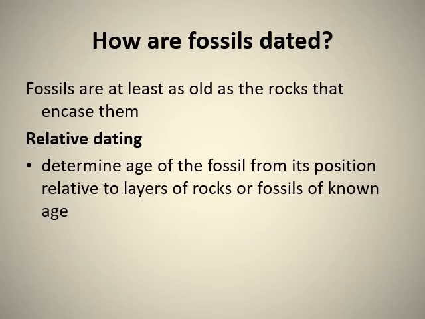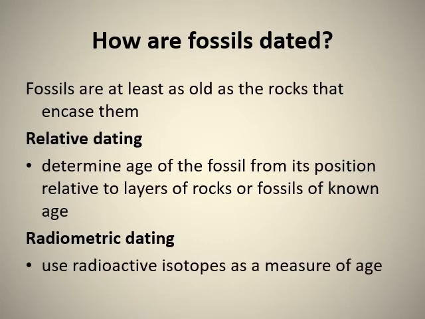So you can use something called relative dating, which is basically where you determine the age of the layers of rocks or fossils that have a known age, and then you determine the age of the fossil from that position in those rocks. So if you know that the rock right underneath it is 400 million years old and the rock above it is 350 million years old, then you know that that fossil came sometime in between, right? Maybe 375 million years ago. So that's called relative dating. That's how you can figure out the age of the fossil.